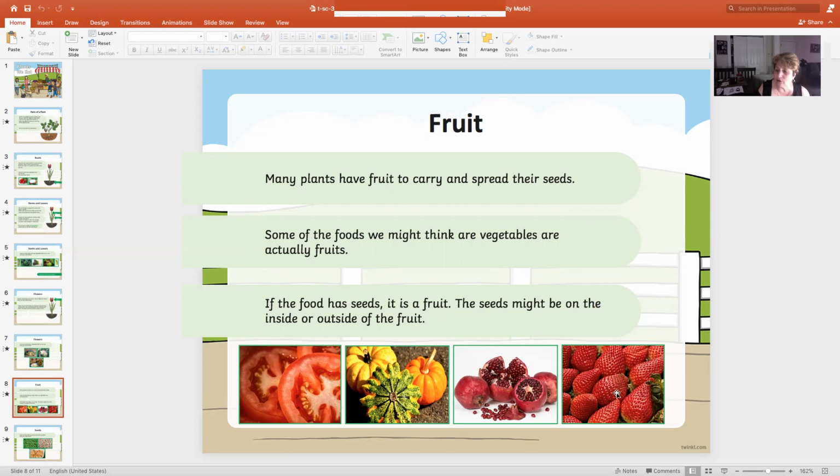And here are strawberries. And did you know, if you look closely, the seeds are on the outside of the strawberry. They're really tiny, but they grow beautiful plants and lots of beautiful, yummy strawberries.